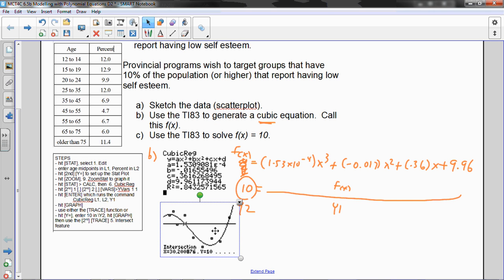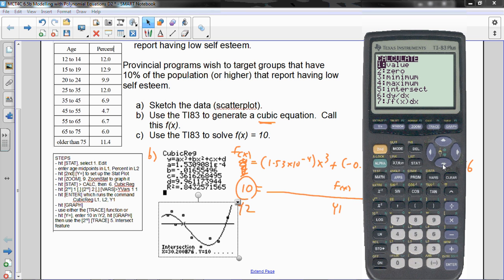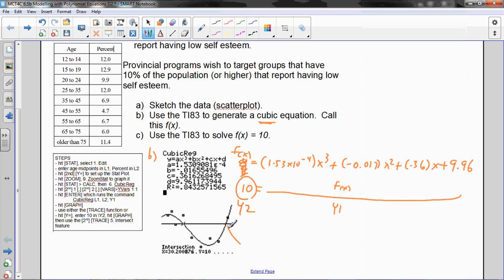Now I want to find that point as well, this one right here. So I'm going to go back to my calculator. Second calc to get the intersect menu. Second curve. Now I got to go way over here. Press enter. Should give me that other one. 77.8. So that value right there is 77.8 and 10.